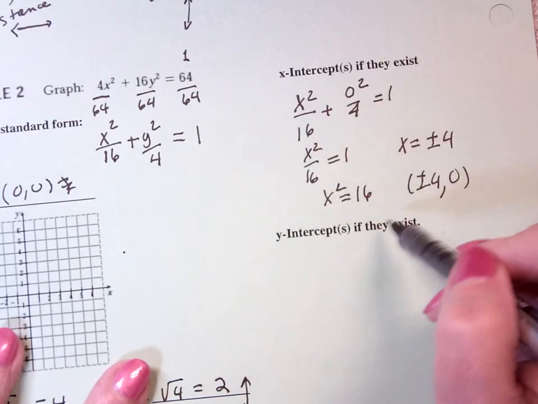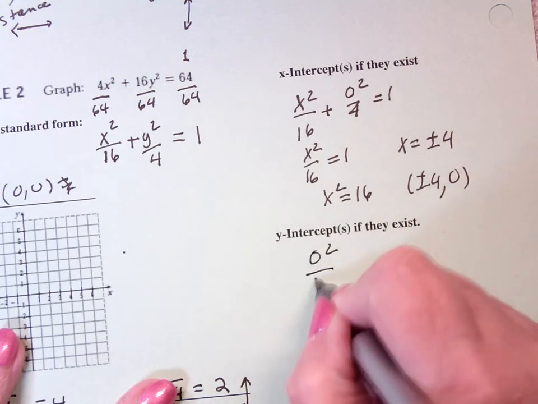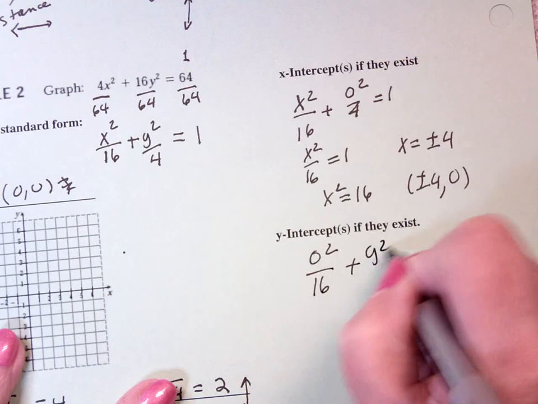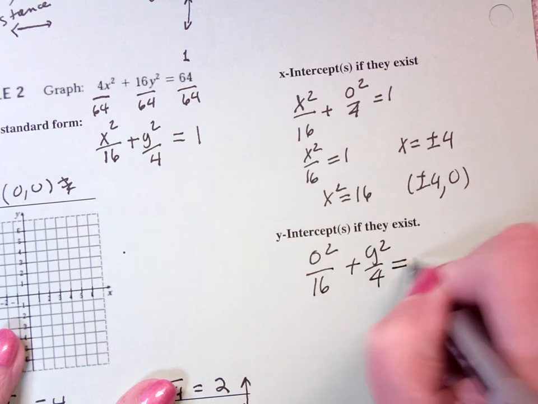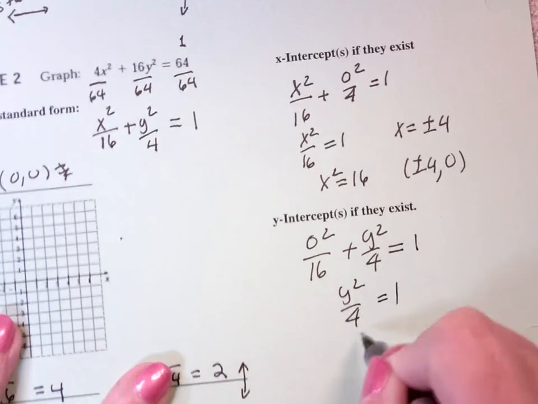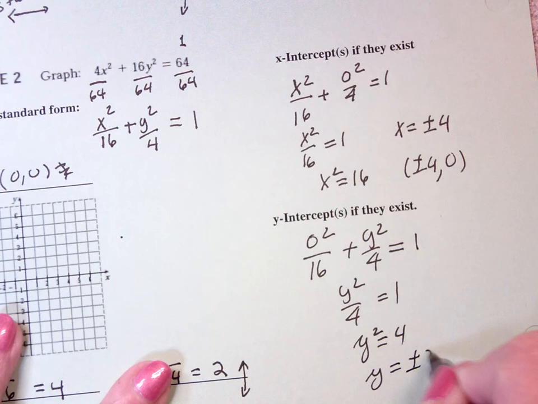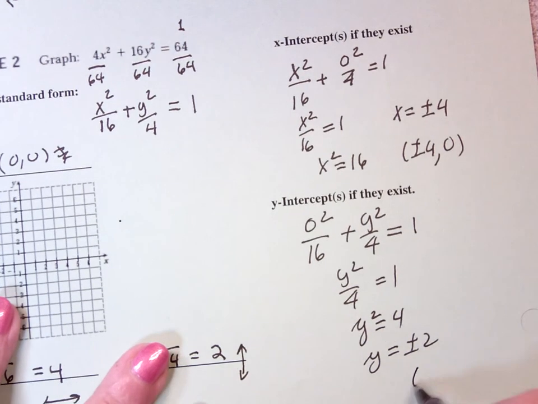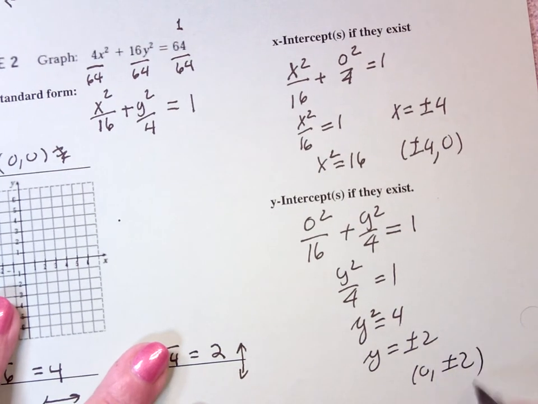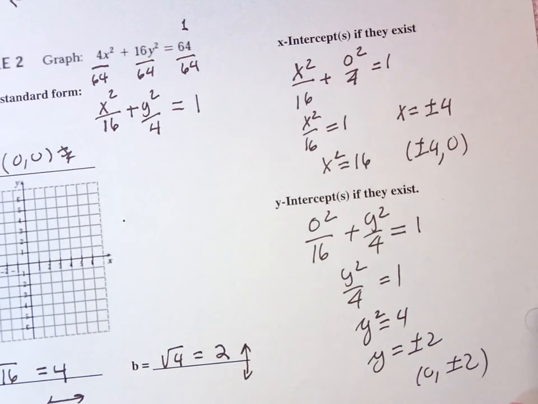And then the y-intercept is going to be 0 squared over 16 plus y squared over 4 equals 1. Y squared over 4 equals 1. Y squared is 4. Y is plus or minus 2. So it's 0, plus or minus 2. Which we have anyway, because it's centered at 0, 0.